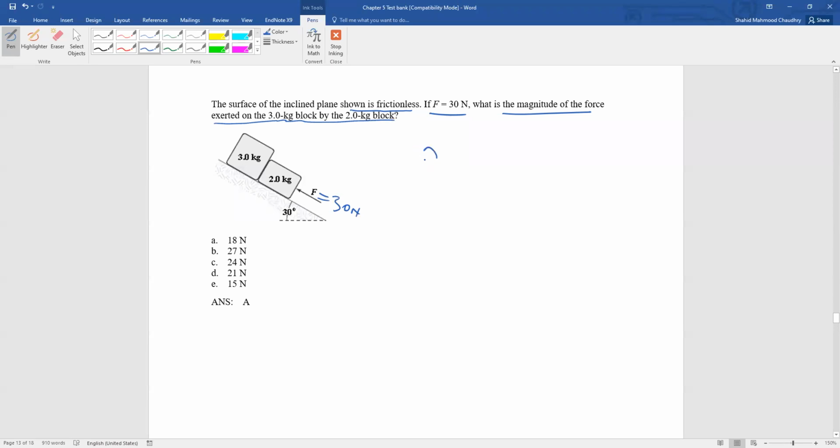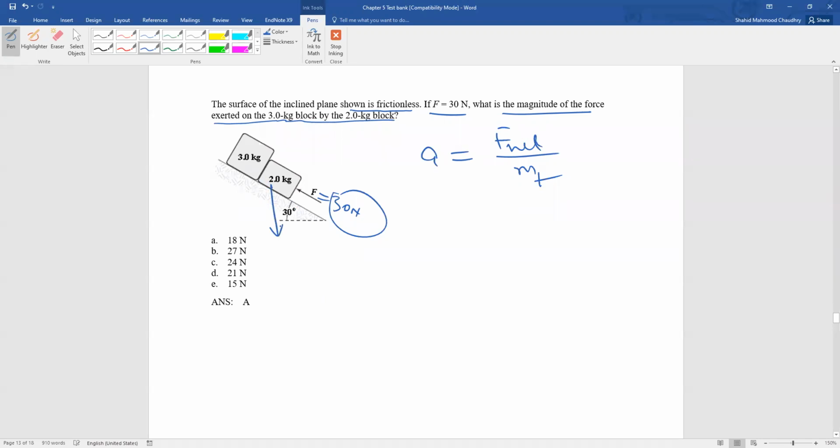So the formula is the same. What do we need? What is the magnitude of the force? So first find the acceleration. Acceleration is F net divided by the total mass. But here the net force is not this 30 Newton. You have to find this force. How can you find this force?